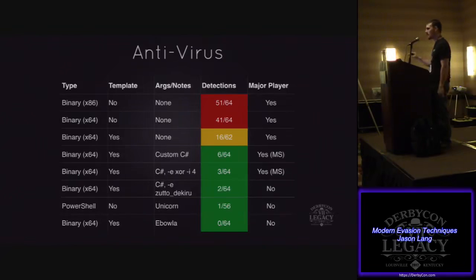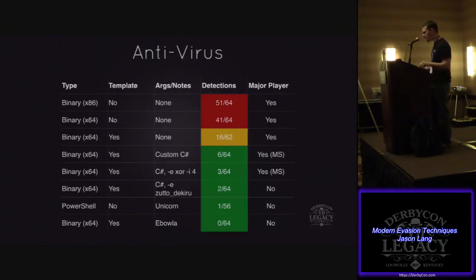Just switching to a 64-bit payload, nothing else, we drop down to 41 of 64. If we change our template, that's when things get interesting. Embedded in the Metasploit template for generating executables is the word payload. If you change that to anything else and then regenerate the executable, you drop down a lot, to 16 out of 62.